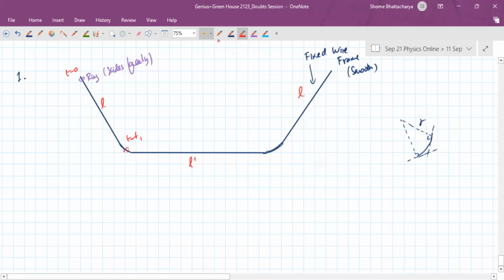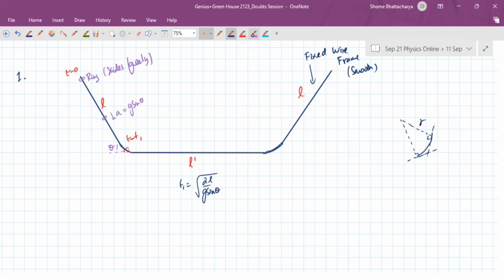What is the relationship of T1 with respect to L? Let's try to understand this. As the bead slides, it will have an acceleration of G sine theta. T1 will be equal to square root of 2L divided by G sine theta. Is that clear, Mansi?